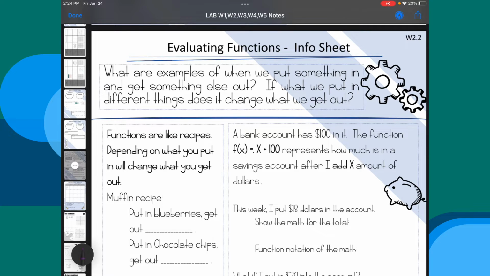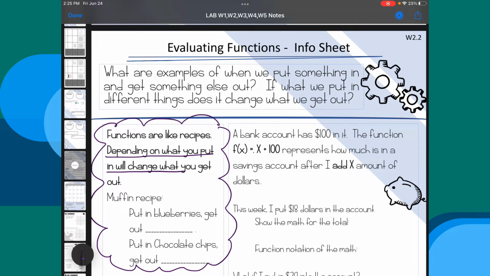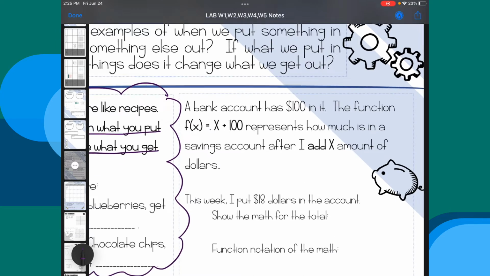So if you're making muffins and we put blueberries in, then we get blueberry muffins. If we put chocolate chips in, then we would get out chocolate chip muffins. So depending on what you put in will change what you get out. The same thing is true for a function.